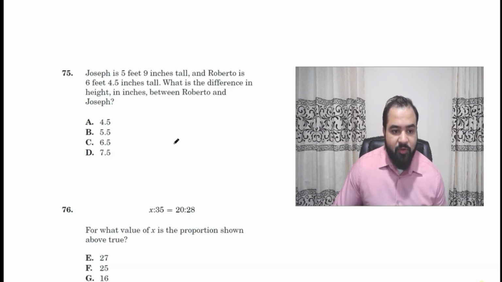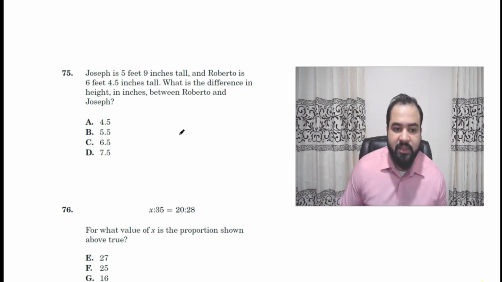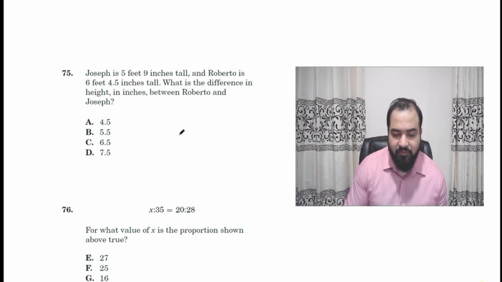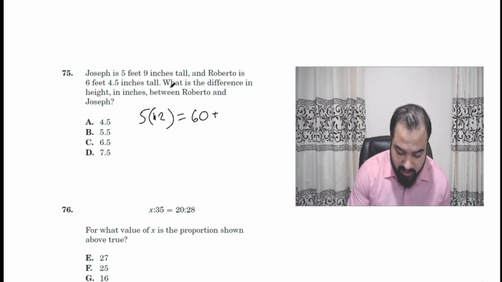Now let's look at question 75. It says Joseph is 5 feet 9 inches tall and Roberto is 6 feet 4.5 inches tall. Now what is the difference in height in inches between Roberto and Joseph? Now Joseph is 5 feet 9 inches. So let's convert them into inches first. 5 feet means 5 times 12. So that will turn into 60 inches. Plus they gave 9 more inches. So that's 69 inches. That's Joseph.